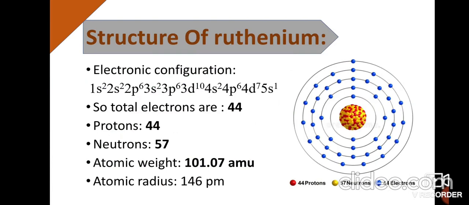This is the structure of ruthenium. Electronic configuration is given here. Total number of electrons in ruthenium are 44, protons 44, neutrons 57, atomic weight 101.07 amu, atomic radius 146 picometer. So there are a total of 44 protons and 57 neutrons in the nucleus.